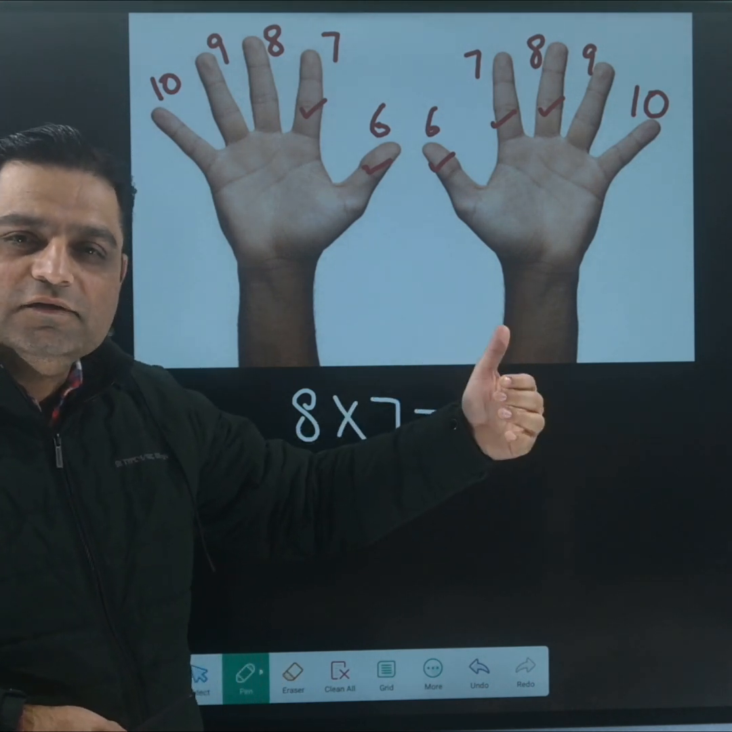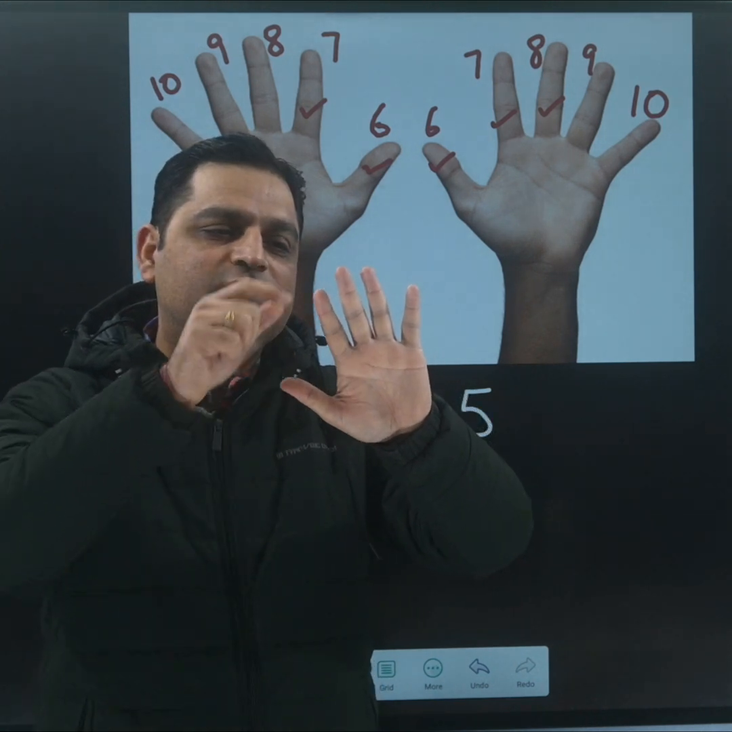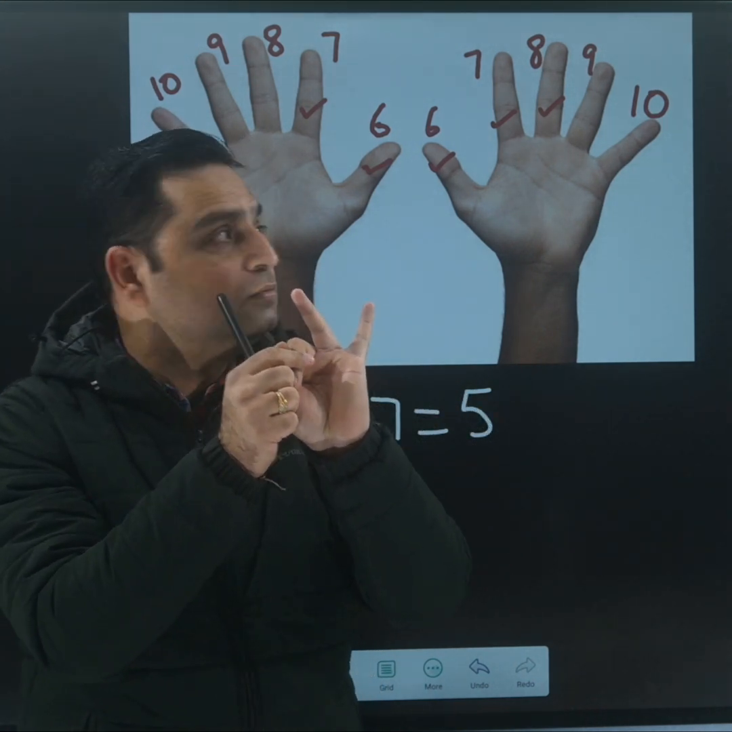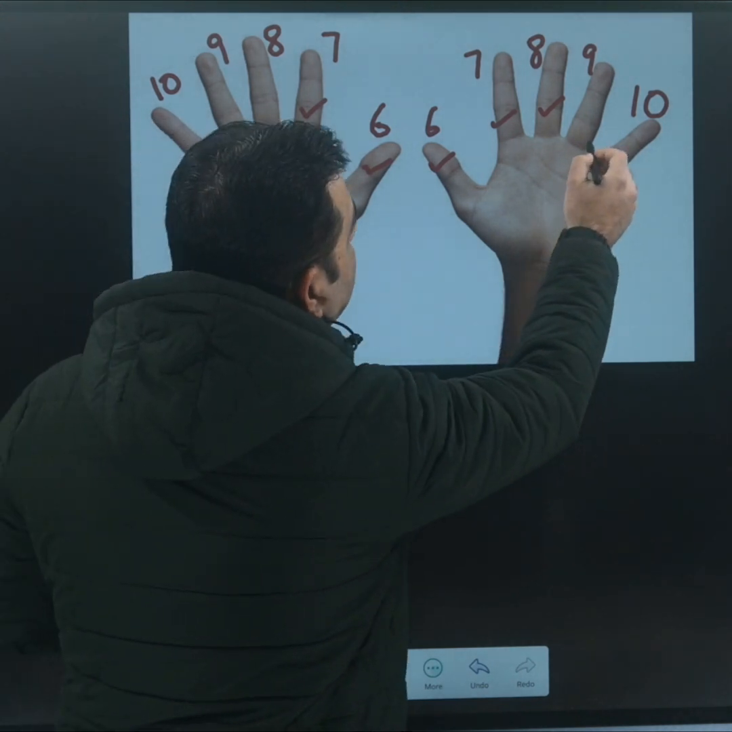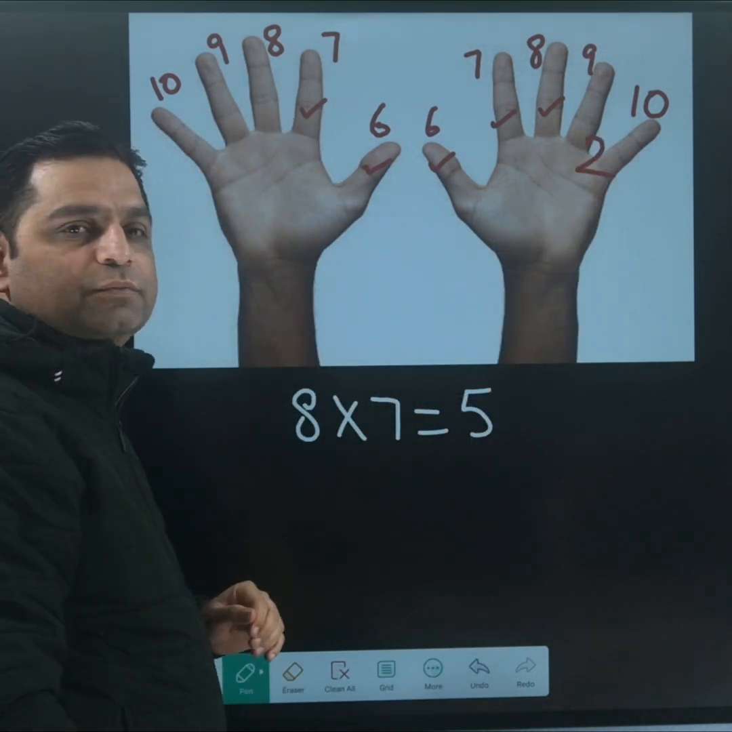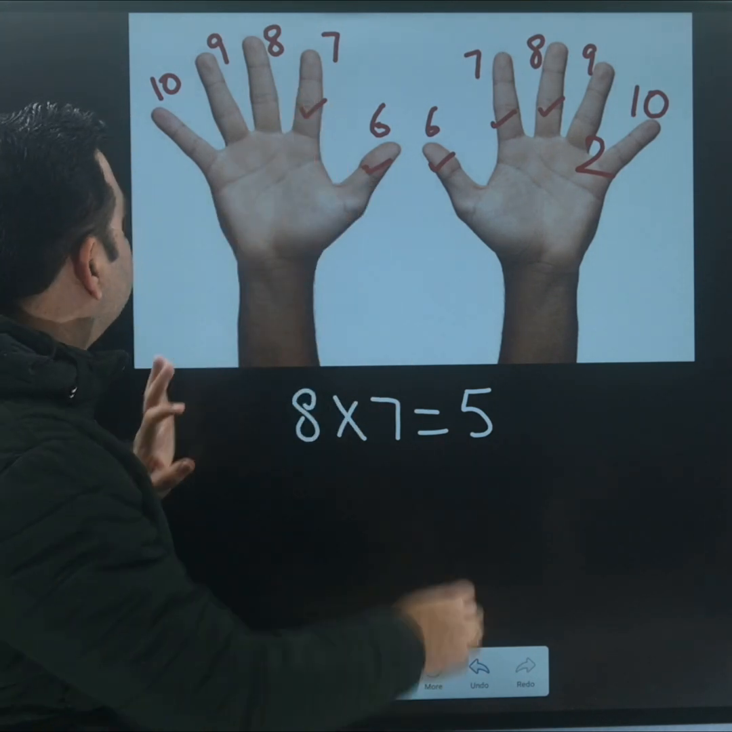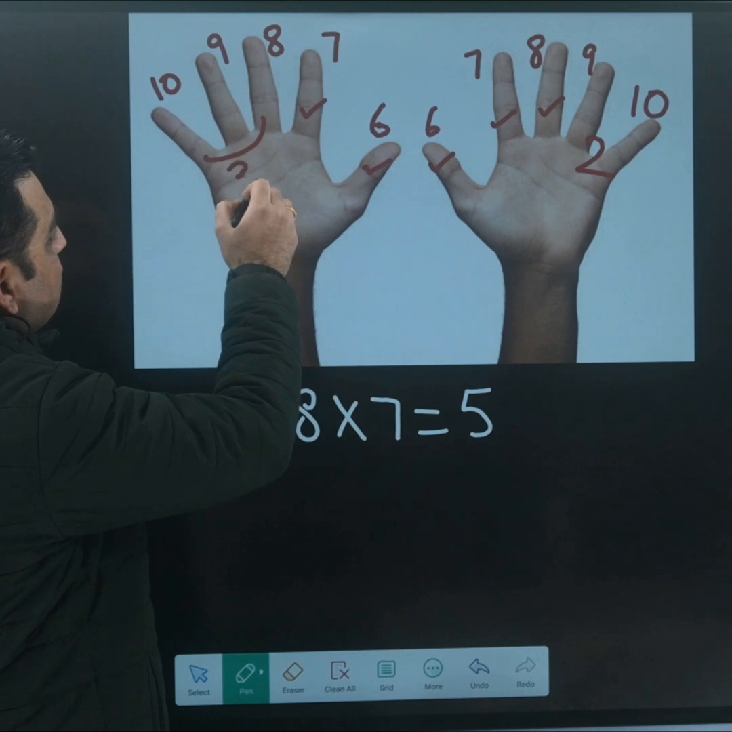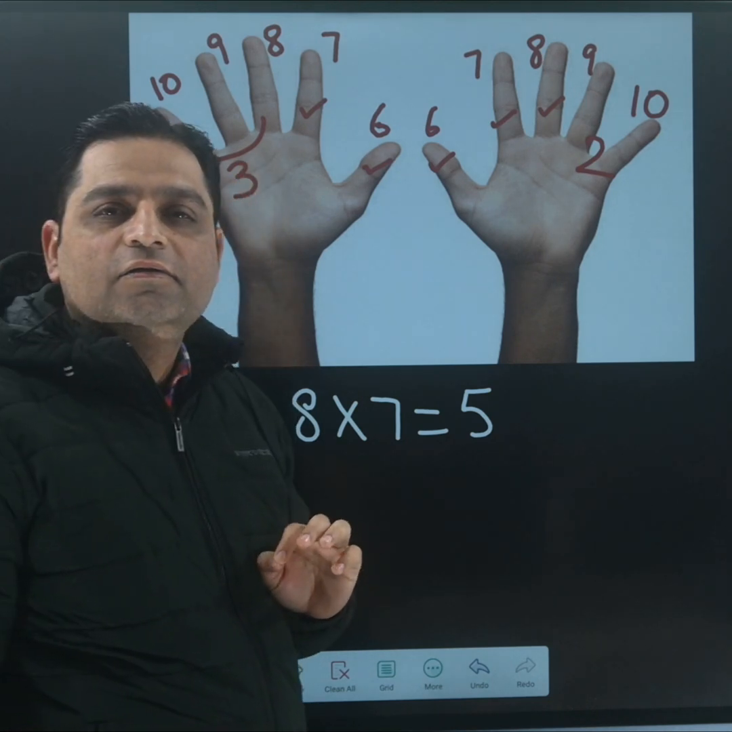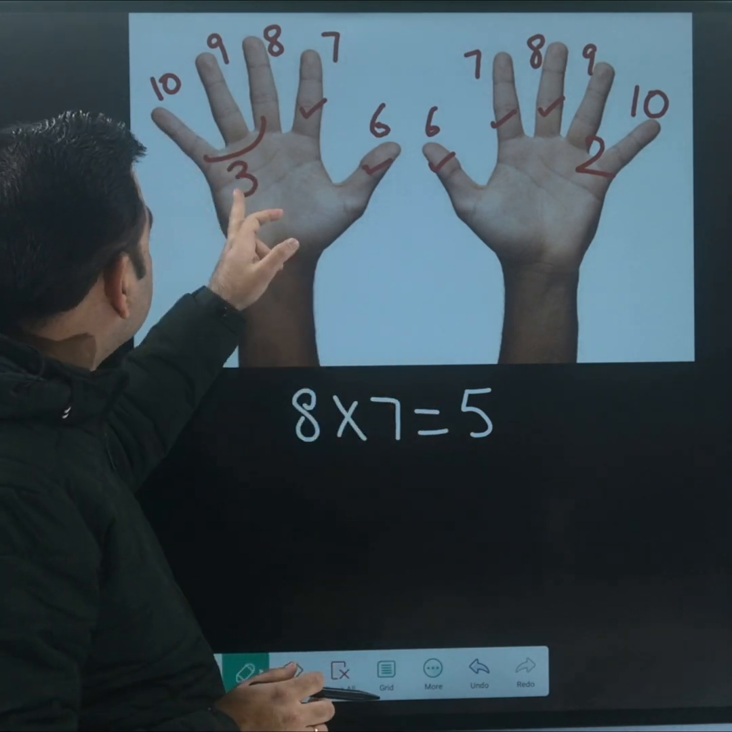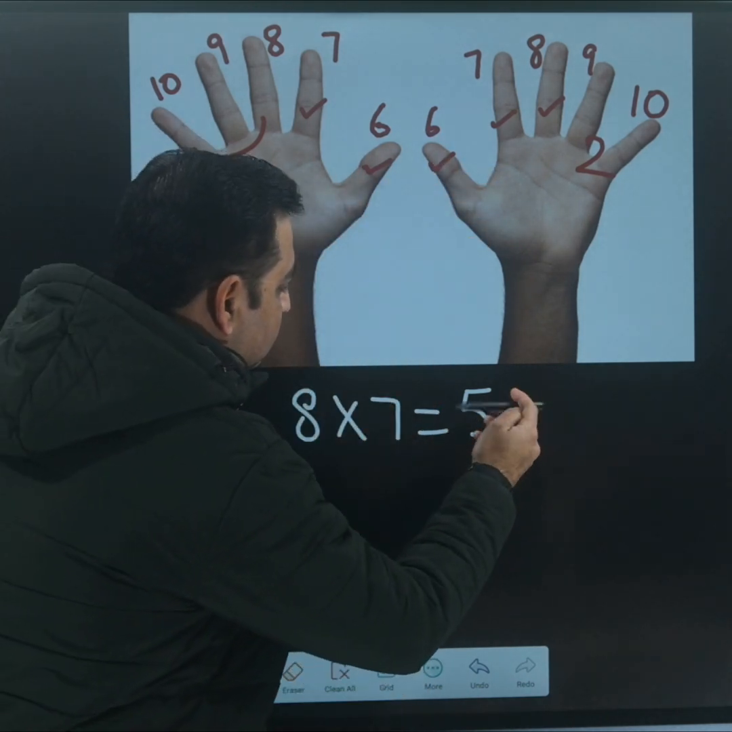How to get the full answer? Whatever fingers we have used earlier, forget about them. The remaining are 2. How many are left? These 2 fingers are left to be used. And in this hand we had used only 2 fingers, 3 are still left. Whichever number of fingers are left, just multiply them. Like 3 multiplied by 2 is 6.